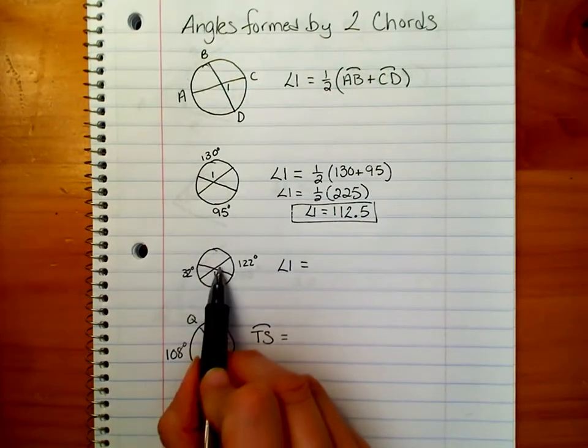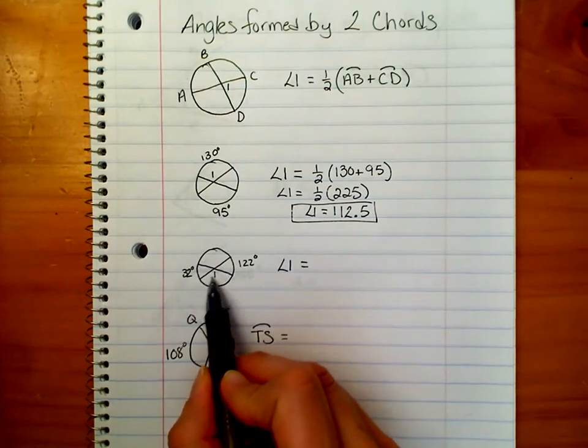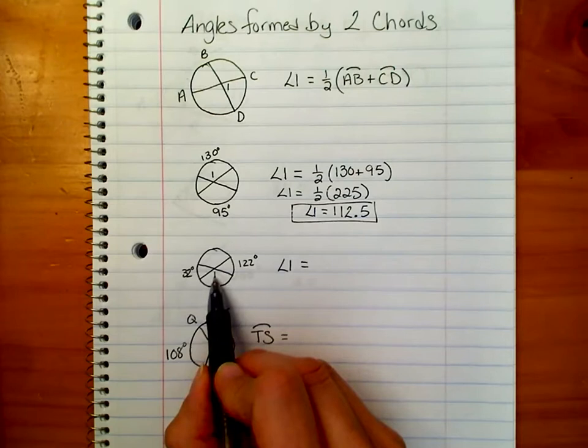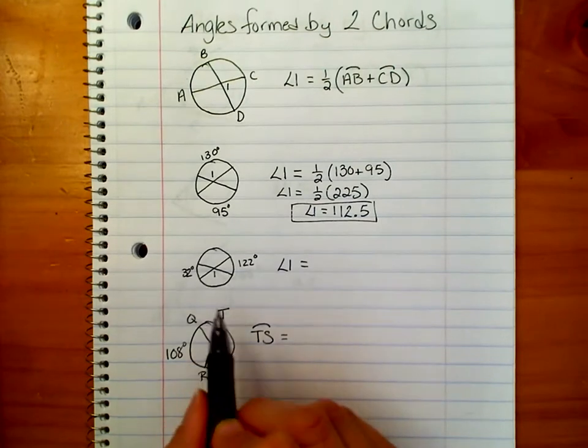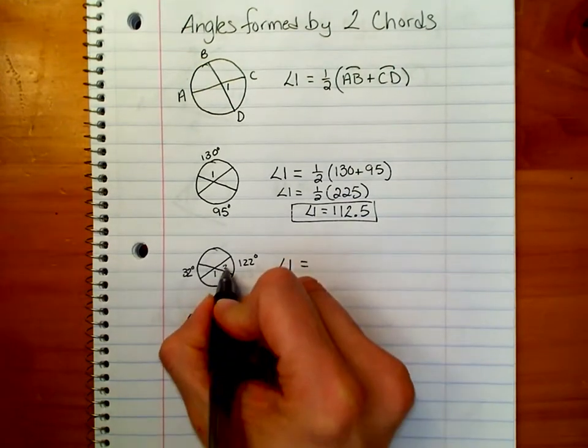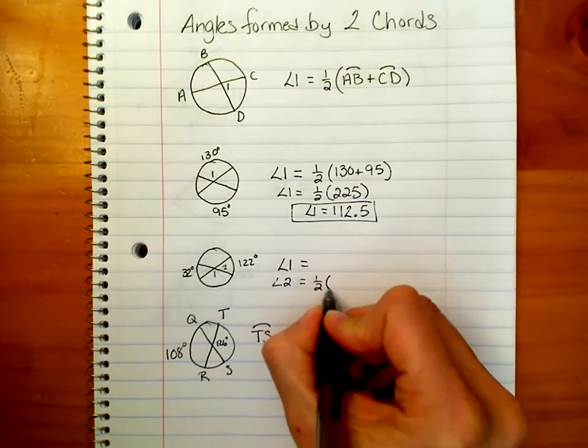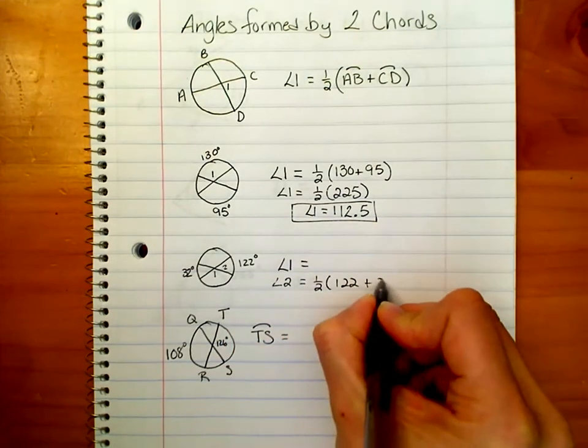Notice that on this one, angle 1 is not opposite the arcs that we have. So we actually have to find this arc and then use our linear pair concept to find angle 1. So I'm really not going to find angle 1 first. I'm going to find angle 2 first. So angle 2 is equal to 1/2 of 122 plus 32.